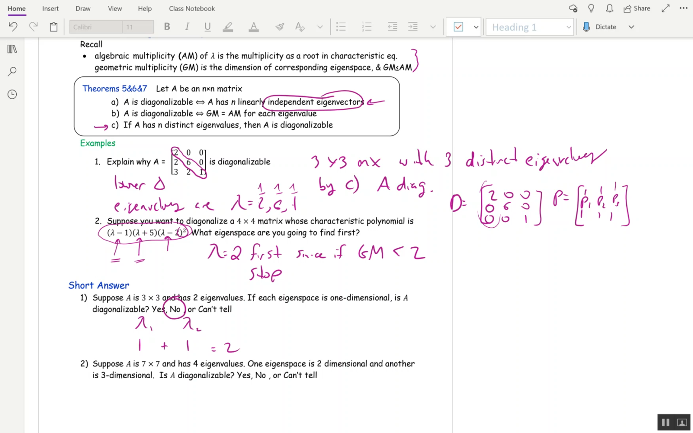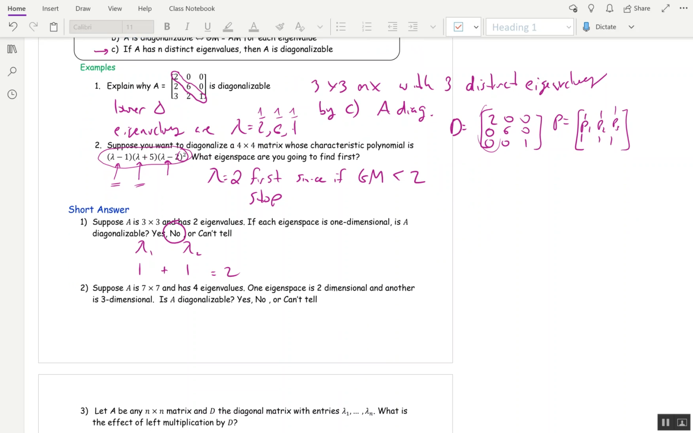You would need 3 linearly independent eigenvectors, and you only have 2. All right, suppose A is 7 by 7 and has 4 eigenvalues: lambda 1, lambda 2, lambda 3, lambda 4. One eigenspace is 2-dimensional, let's say lambda 1 is 2-dimensional. And one of them is 3-dimensional, let's say lambda 2, 3-dimensional.